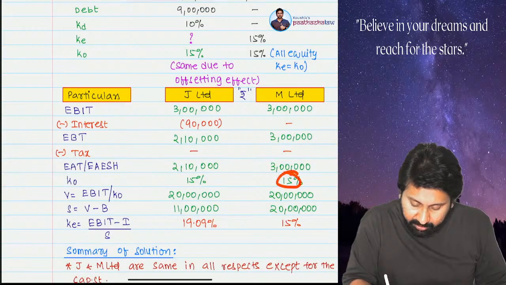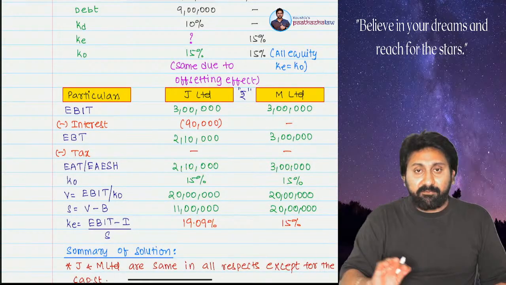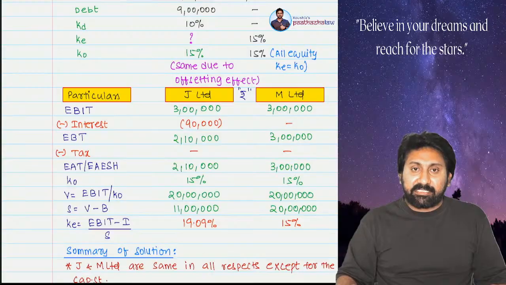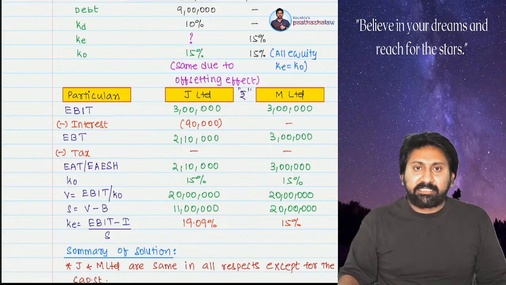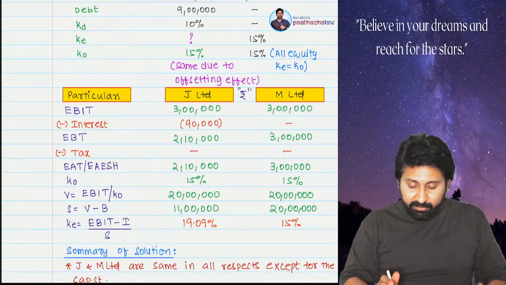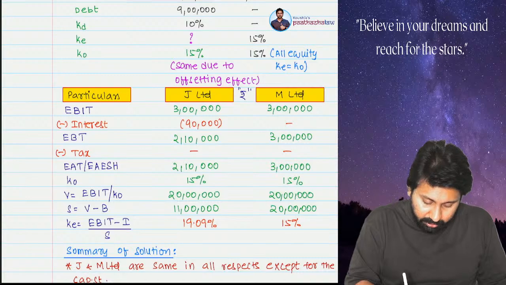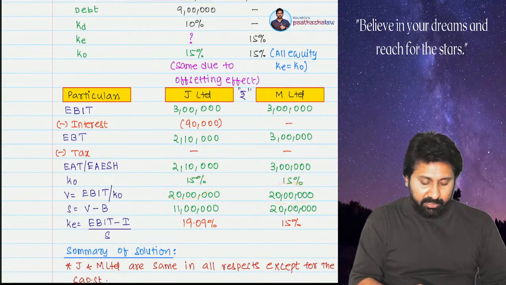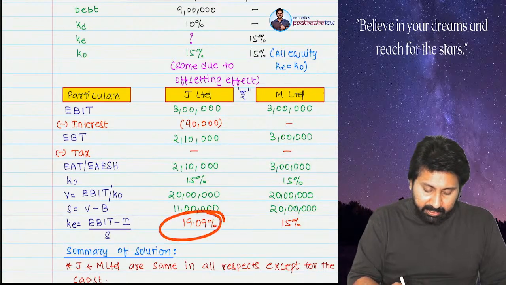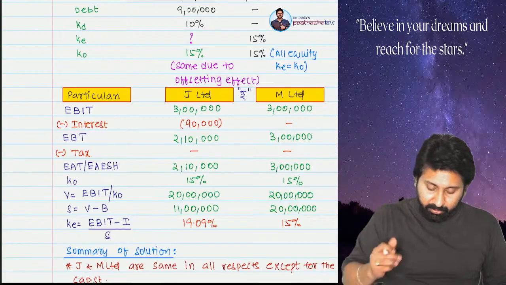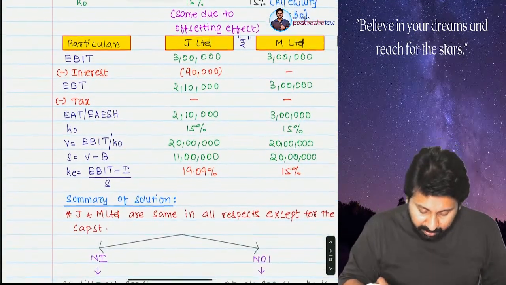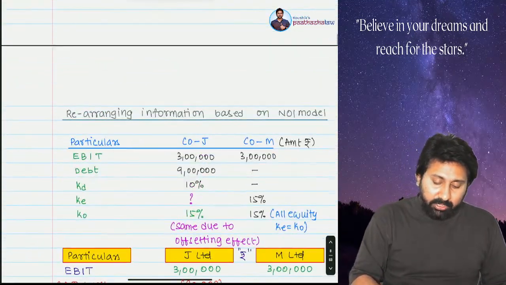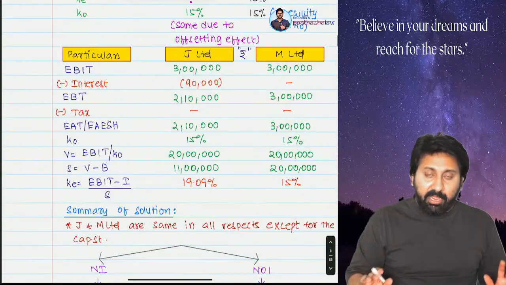So 15 and 15. KO will be taken as same. So KO will not change. 15 and 15. So 20 lakh, 20 lakh. S equal to V minus B. So this is how we calculate it. Okay. Just you need to spend some time and do the calculation on net operating income approach.